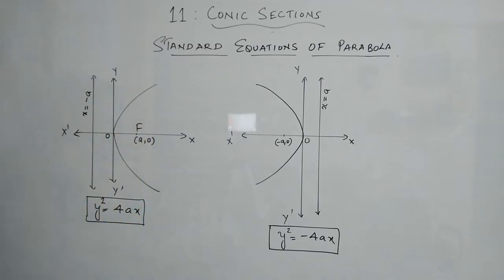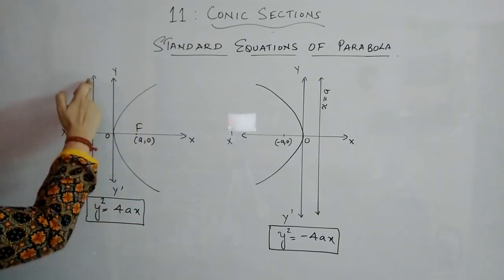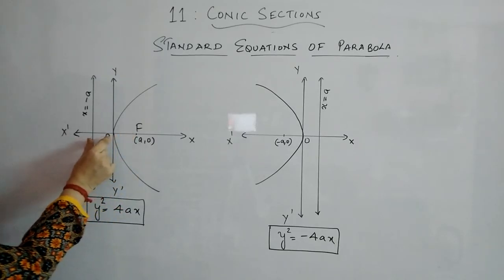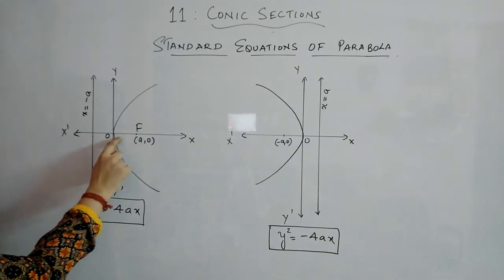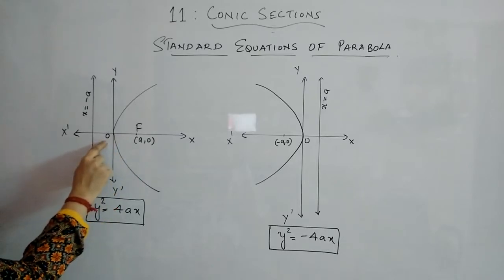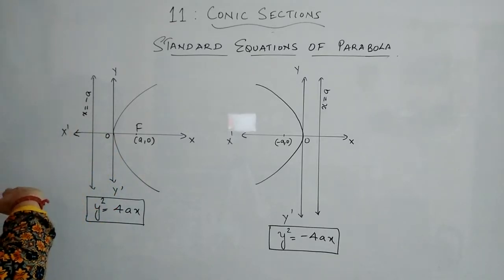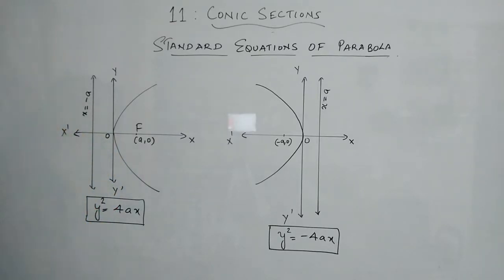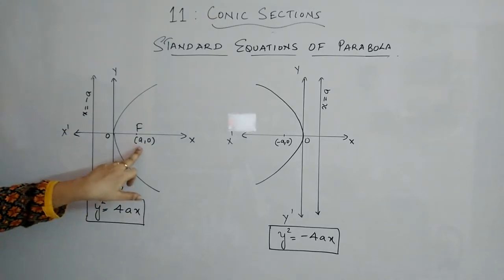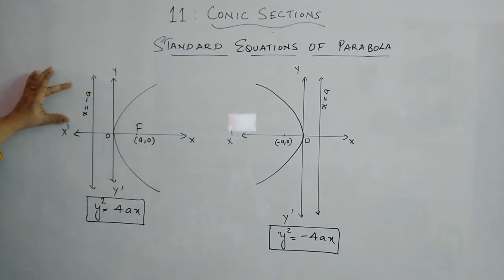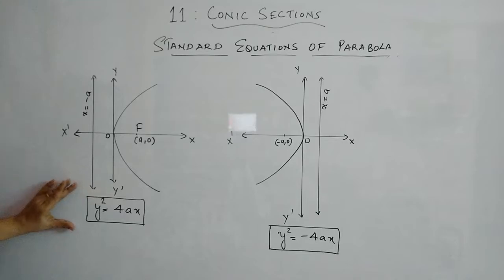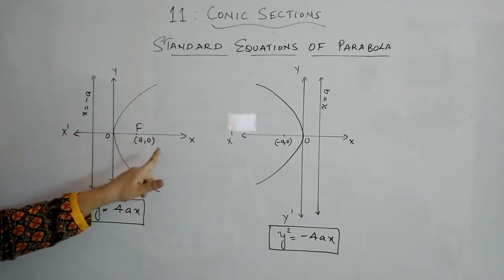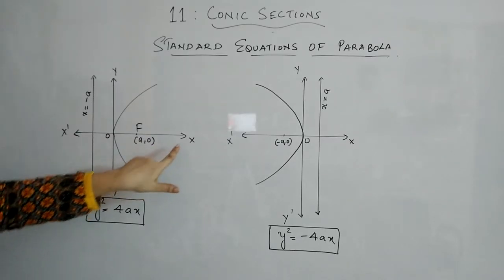And the directrix and the focus will have the same distance from the vertex. This distance is a, so here also it is a, but in the negative direction. That's why the equation has become x equal to minus a. So the focus is (a, 0), and the equation of the directrix is x equal to minus a, the equation of the parabola is y square equal to 4ax, and the axis of the parabola is the x-axis.